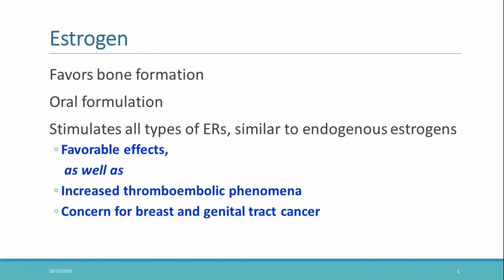Estrogens in females are quite well known to favor bone formation because they primarily increase the osteoblastic activity. Estrogens are prescribed in postmenopausal women as hormone replacement therapy. They stimulate all types of estrogen receptors, just like endogenous estrogens, for their favorable effects. But remember, there are side effects of estrogens as well, for example, thrombotic tendency and increased likelihood of breast and genital tract cancer. So long-term therapy with estrogen has to be taken into consideration, given these potentially life-threatening side effects.